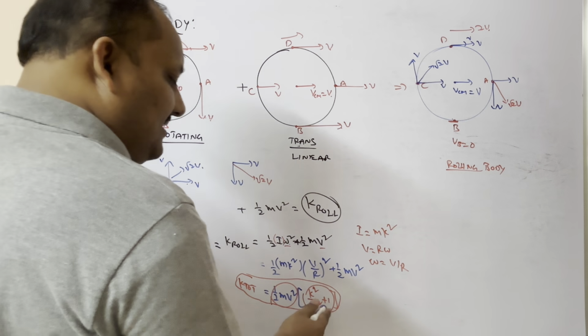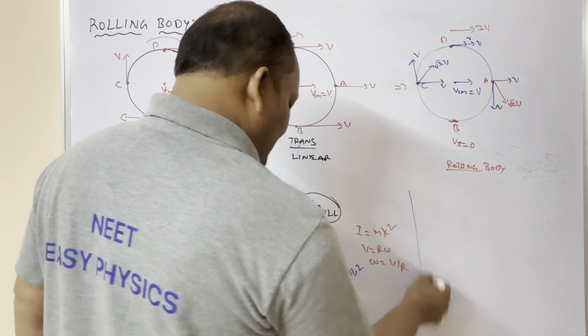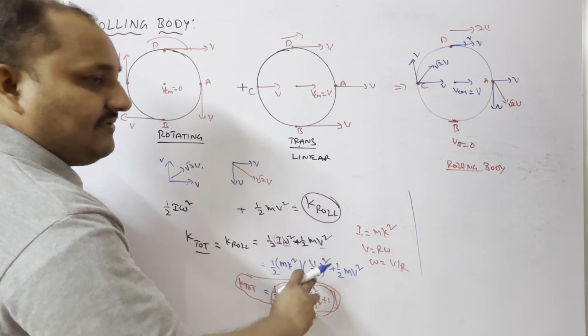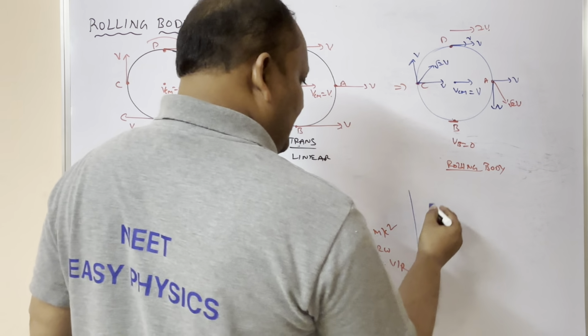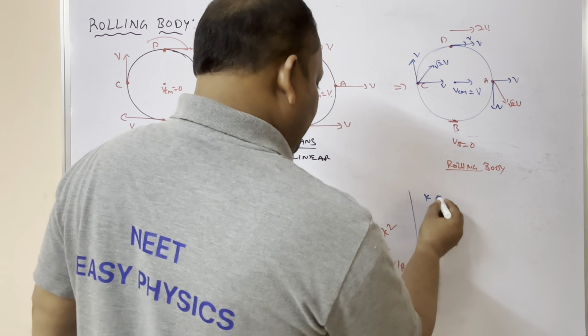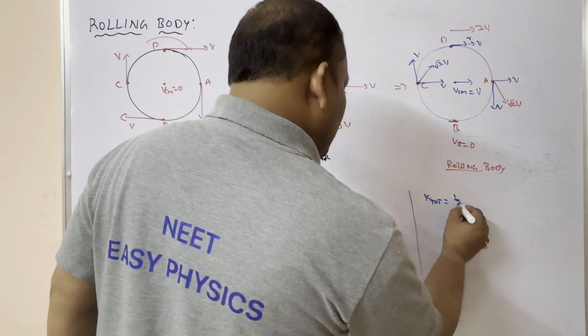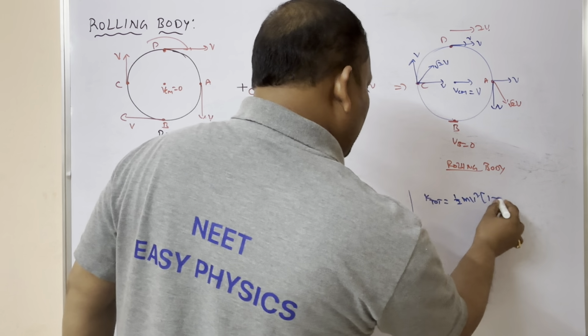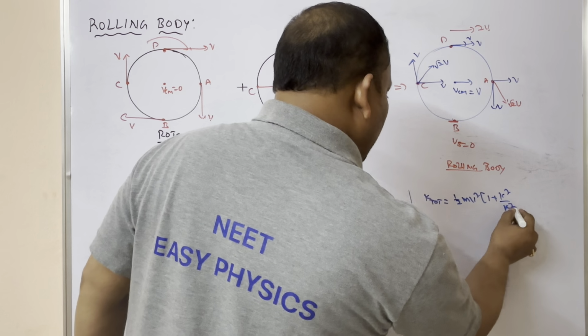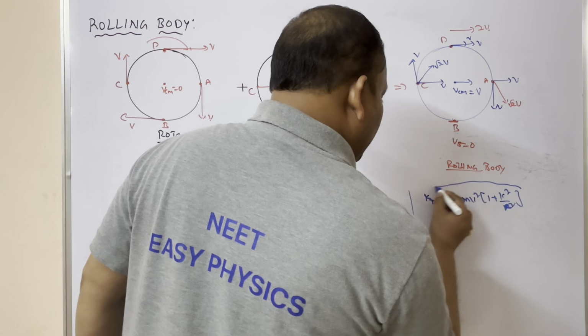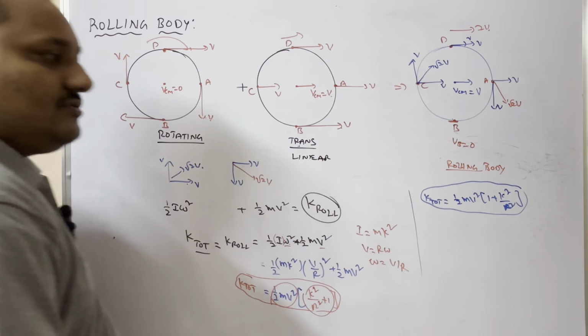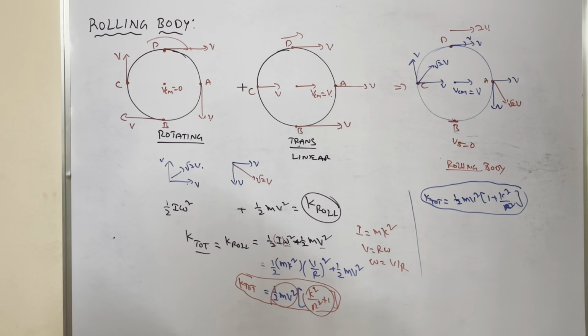You can remember this by having especially this 1 plus k square by r square with one symbol beta. Some people will write different names, but you can remember it like that also, of mv square into 1 plus k square by r square. This is the total kinetic energy formula.